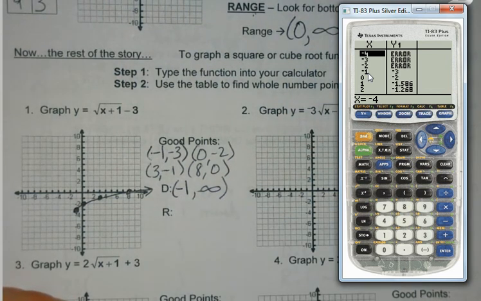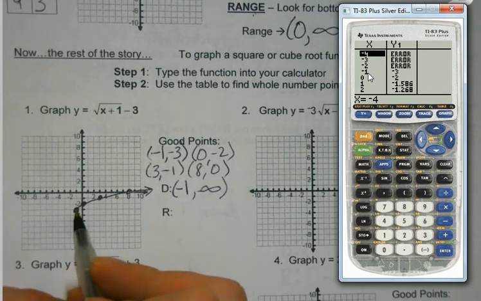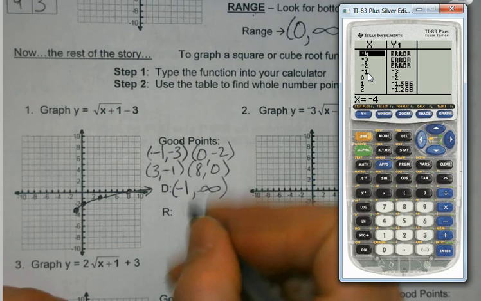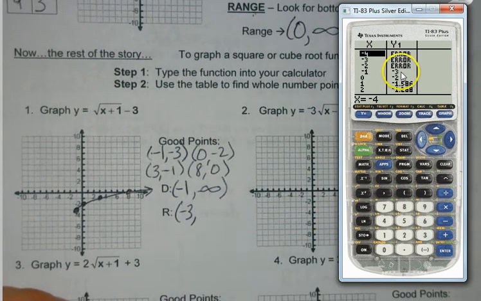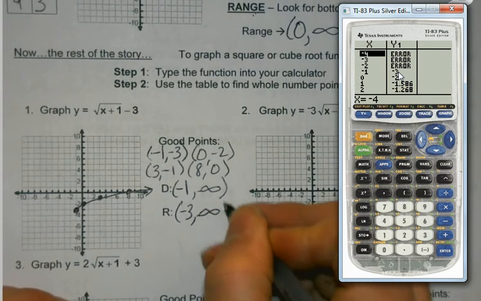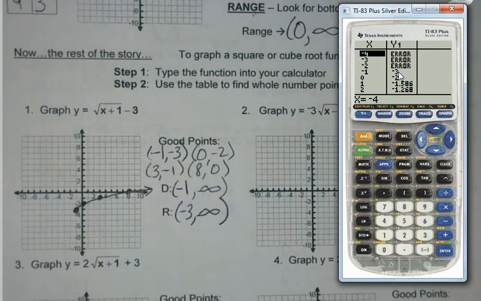Well, how do I figure out the range? I can look at the graph. It starts here at -3. Or I can look on my chart here and say, ooh, -3 is the last y value before it turns into error. That goes off to infinity. So let the calculator, all the information will be there for you. It's just trying to look at it and understand where it's coming from, is what we're trying to do.